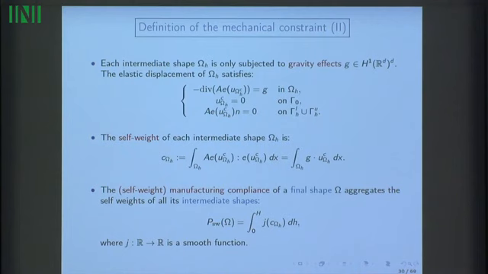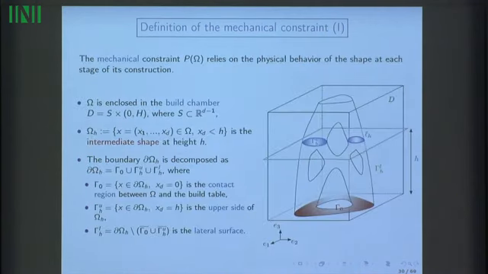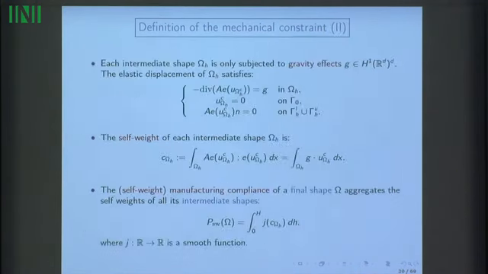And so during its construction, the shape is attached on the build table here, and it's only subjected to gravity efforts, which are modeled by the body force g, which is over here. And so we'll measure the mechanical properties of the intermediate shape omega h during its construction by means of the self-weight, which is just the work of the gravity effects on the shape during its construction in this context of use.